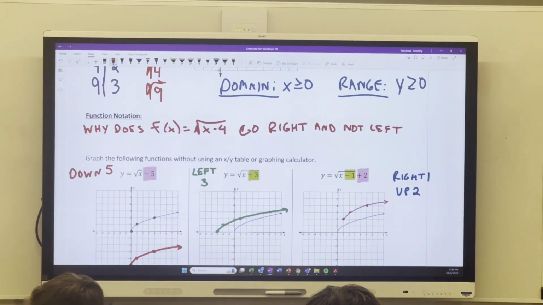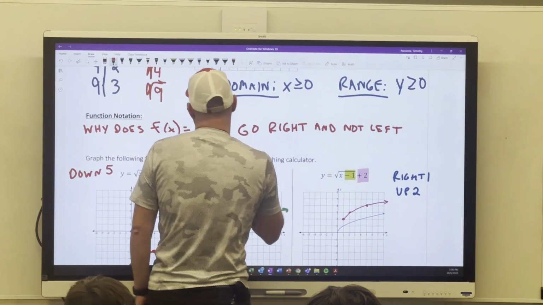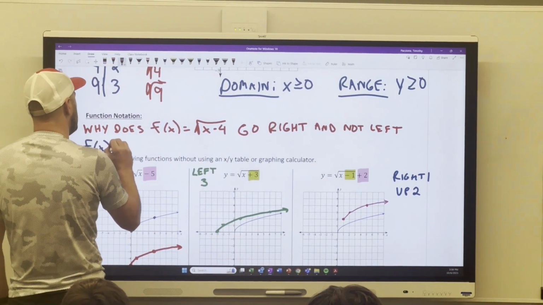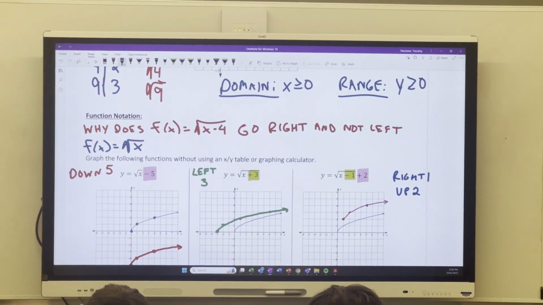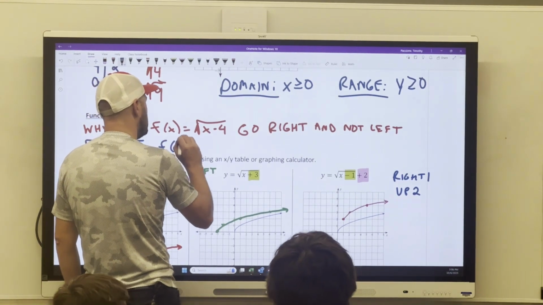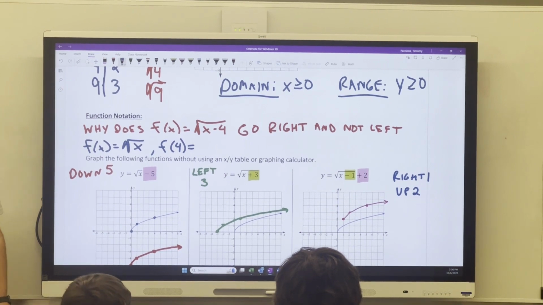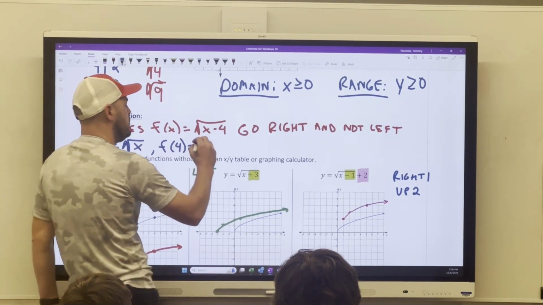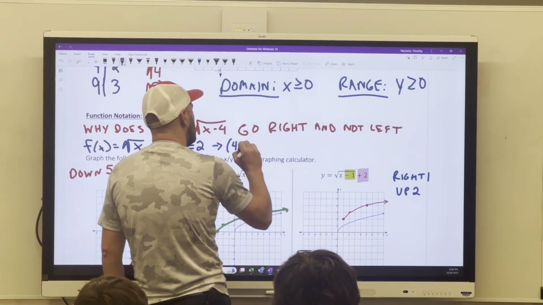I gotta explain it. All right, so think about this, right? Okay, if I have f of x equals the square root of x, just the parent function, right? And then I said, okay, f of 4, what is that asking me to do? It's saying plug in 4. And what do I get out? 2. So I end up with the point 4, 2.